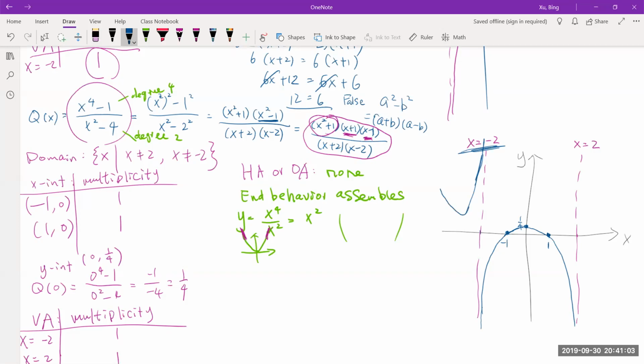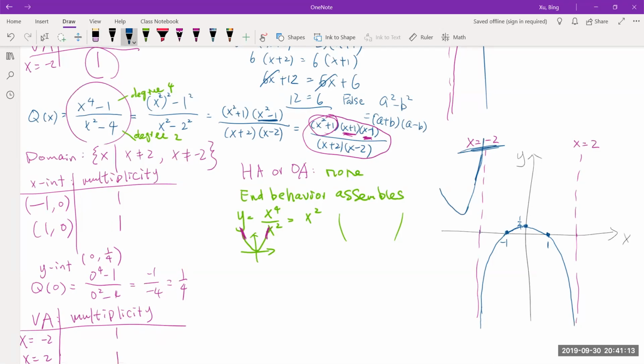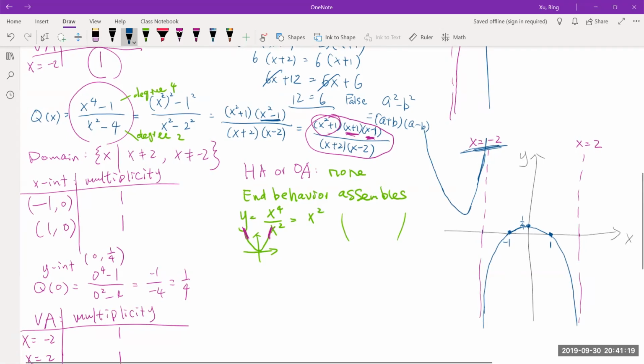We don't know what this turning point here is. In a calculus class, you will calculate where the graph turns. But right now, we just know somehow your graph needs to go up like this. And also remember your end behavior goes like that. So that kind of tells you, okay, according to your end behavior, you should go like that.